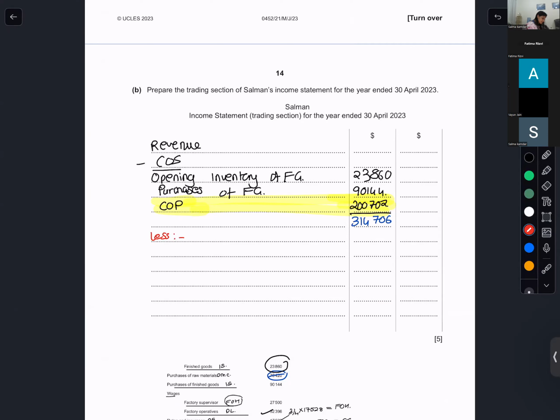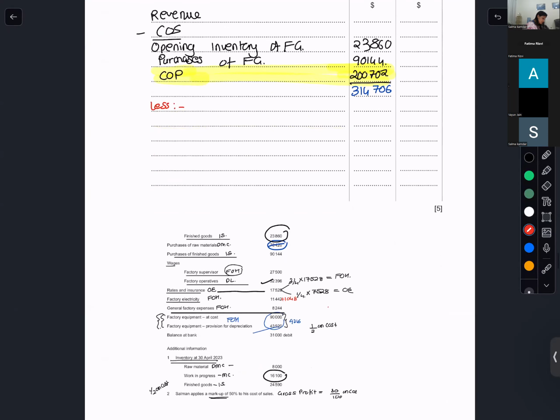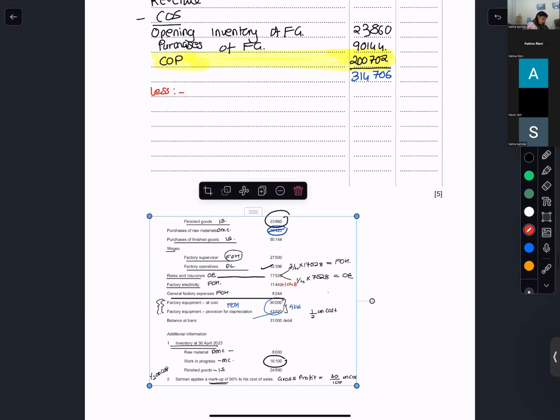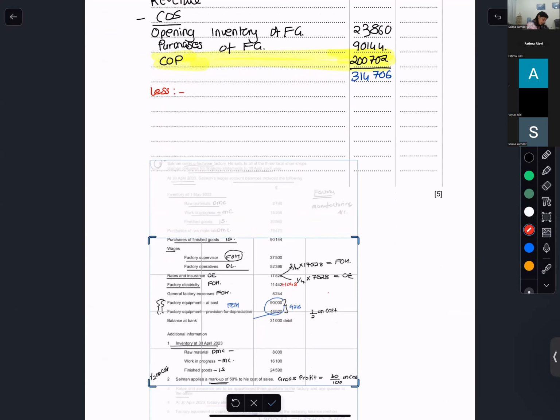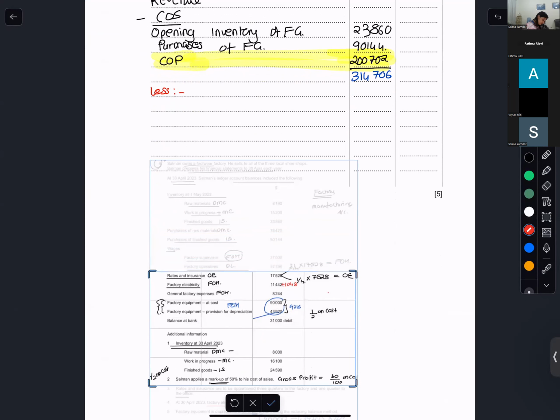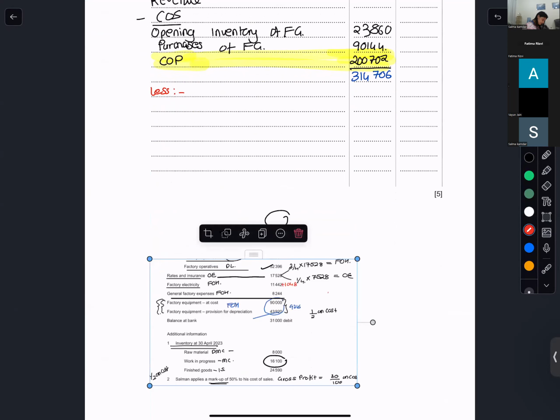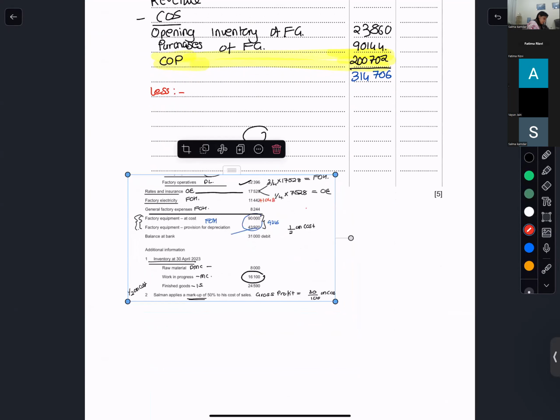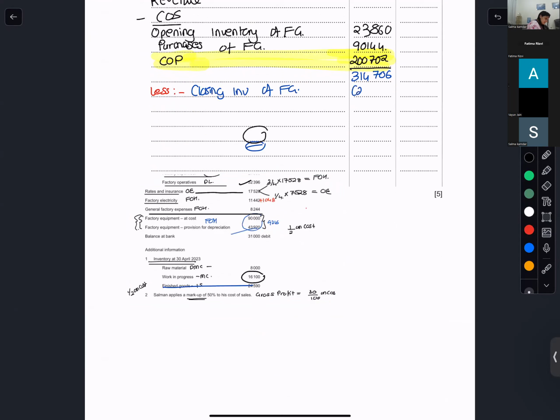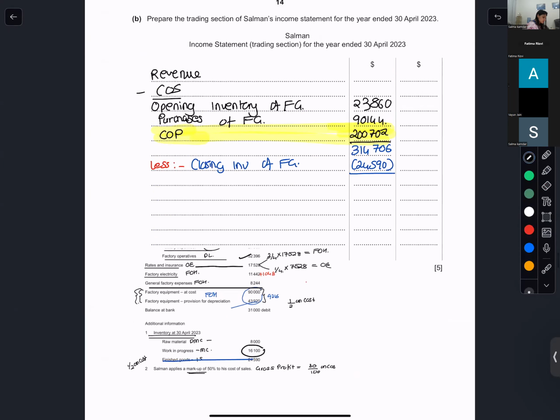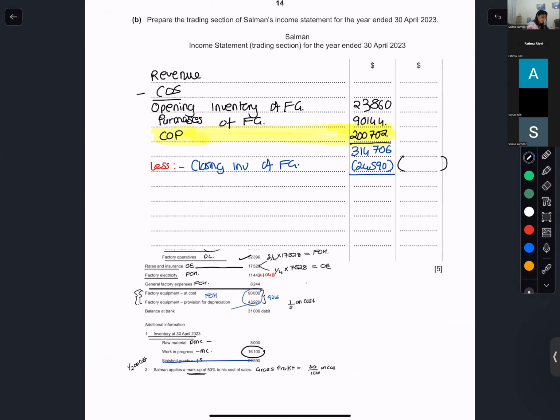Less. Come on, less what? Closing inventory of finished goods, which is 24,590. How much? 24,590. So this will give us what? The cost of sales. What is the cost of sales?